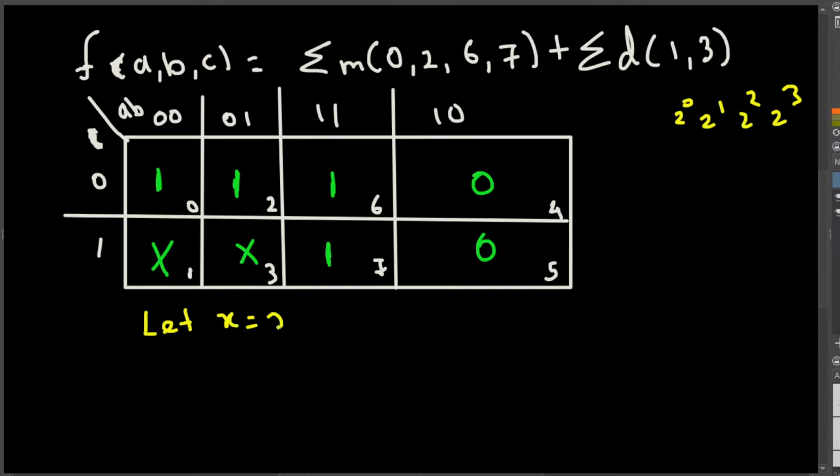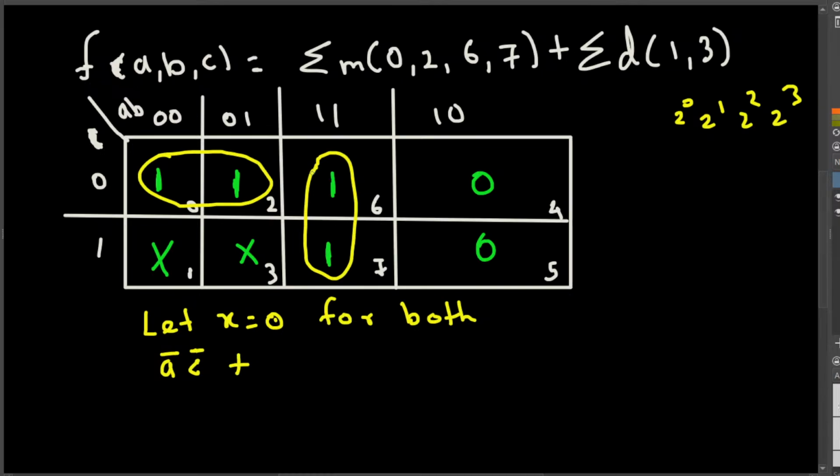Let x equal 0 for both. If I make this one 0, what's going to be the expression? We have to look at these two first. For these two, a is not changing, so we put a prime because a is 0, so I have to complement that to make it 1. And b is changing, 0 and 1, so it's going to be eliminated, and c is remaining the same, but c is 0, so I have to complement it, c prime. Then I can connect these two together.